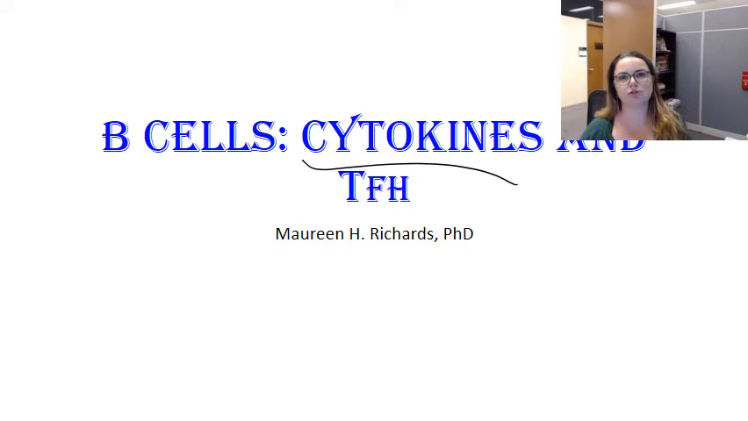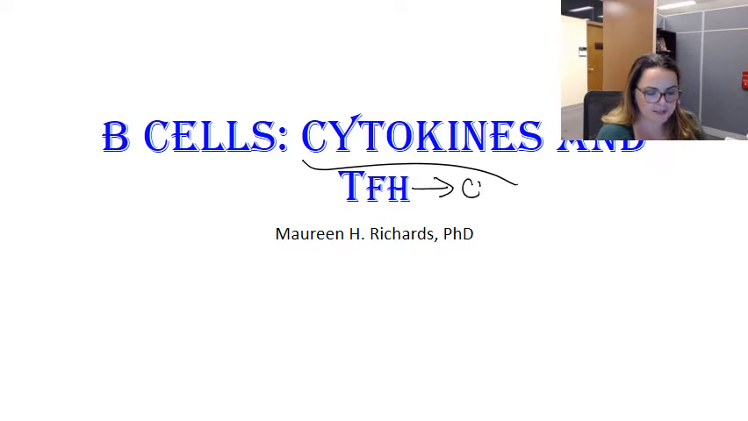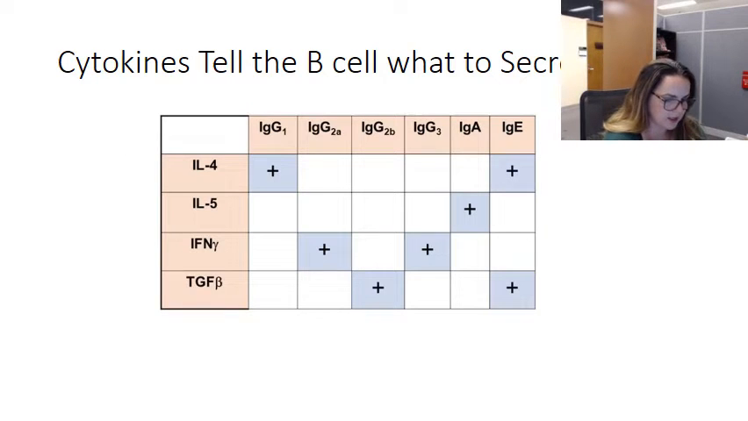And we're also going to introduce another type of CD4 positive T cell, and that is the T follicular helper cell. This is a specialized T cell that lives within the follicle in lymph nodes. And that's really important because the follicles are where the B cells are. So if we're expecting the B cells to get help, we better have some T cells to help them out. So let's start with cytokines, okay?